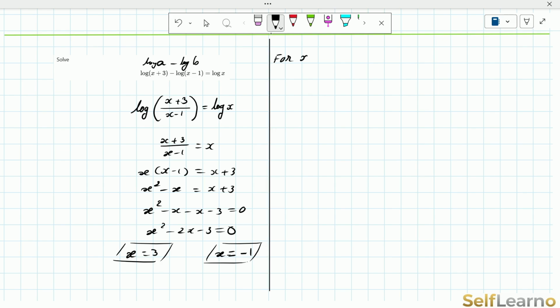For x is equal to 3. The first argument is x plus 3. X is 3, plus 3, that is 6. It is greater than 0. Perfect. X minus 1. X is 3, 3 minus 1, that is 2. It is greater than 0. Therefore, x equal to 3 is accepted.